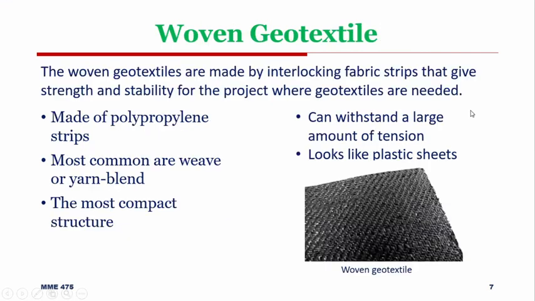Now, woven geotextile. Woven geotextiles are made by interlocking fabric strips that give strength and stability for projects where geotextiles are needed. It is made of polypropylene strips. Most common are weave or yarn blend. It has the most compact structure. It can withstand a large amount of tension, and it looks like plastic sheets. So here is a picture of woven geotextile.